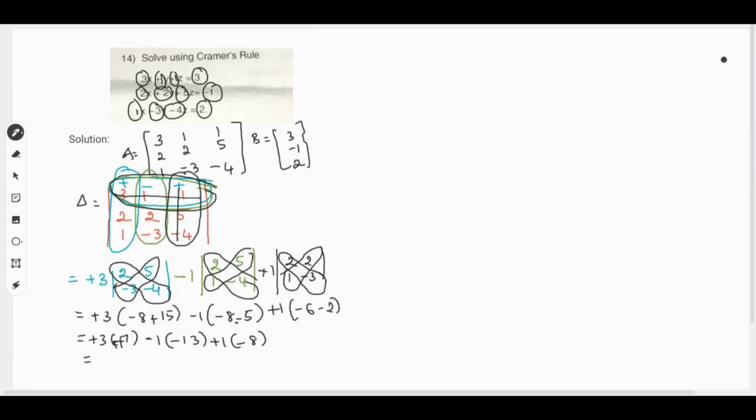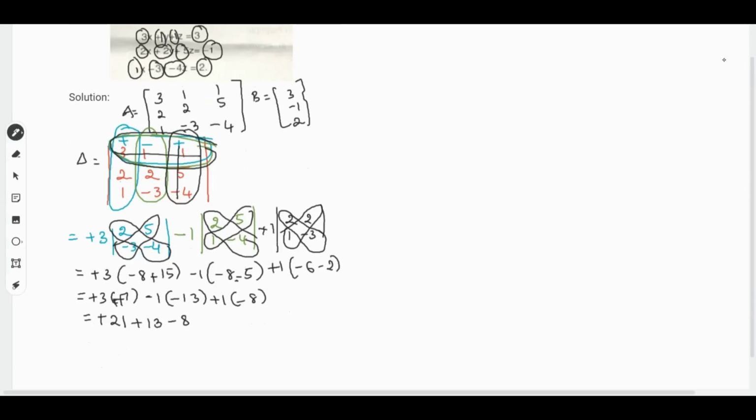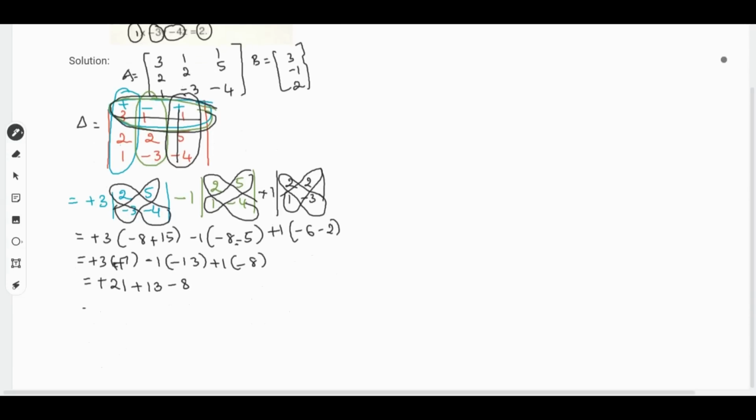So it will be plus into plus is plus. 7 3s are 21. Minus into minus is plus. 13 ones are 13. Plus into minus is minus 8. So here we get 21 plus 13 is 34. 34 minus 8 will be 26. So we got the delta value.